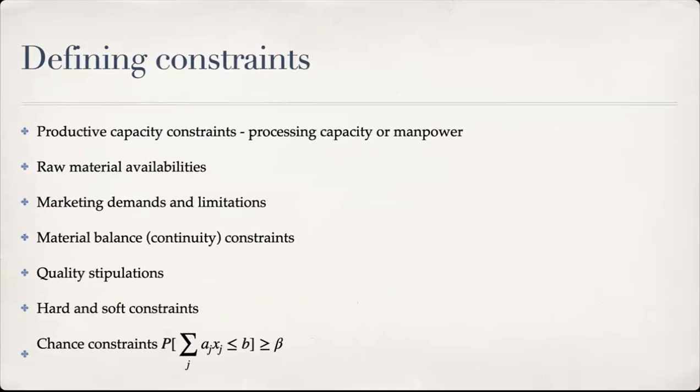We define the objective function, right? Which is the important cost for mathematical programming. Now we move to constraints.